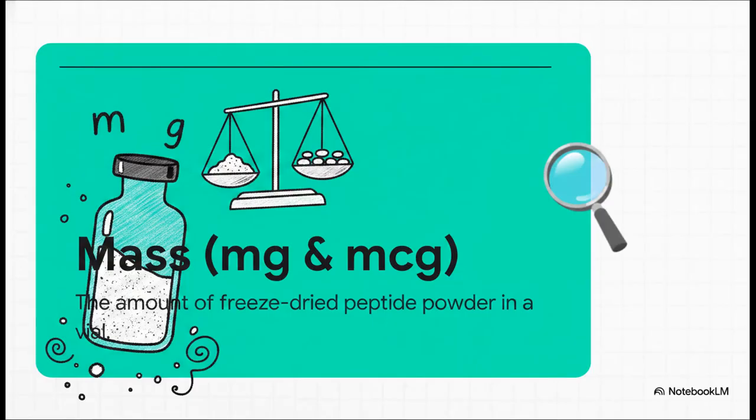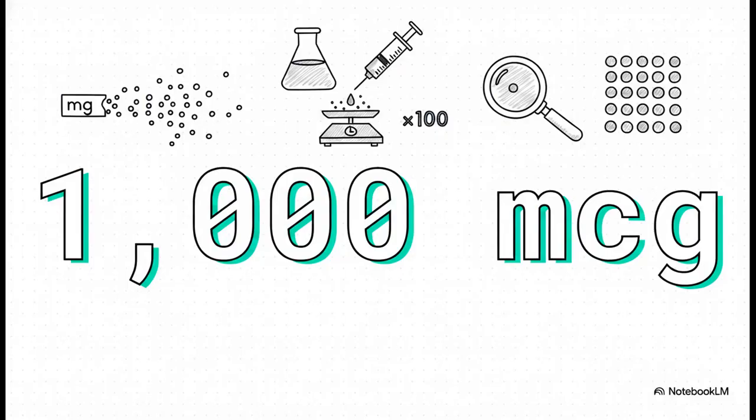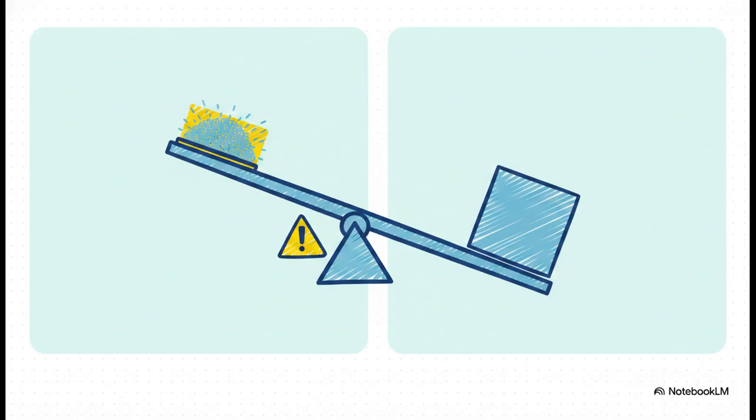Okay, first up, mass. This is just the actual amount of that freeze-dried or lyophilized peptide powder that's sitting in your vial, and we measure it in one of two ways, either milligrams, which you'll see as mg, or micrograms, written as mcg. Now, if there is one thing you burn into your brain from this whole explainer, make it this. 1 milligram equals 1,000 micrograms. Not 100, not 10, 1,000. This is everything. The scale difference here is just massive. A milligram is the big one, a microgram is the tiny one. And mixing these two up is without a doubt the most common and dangerous mistake you can make. It can throw your dose off by a factor of 1,000.